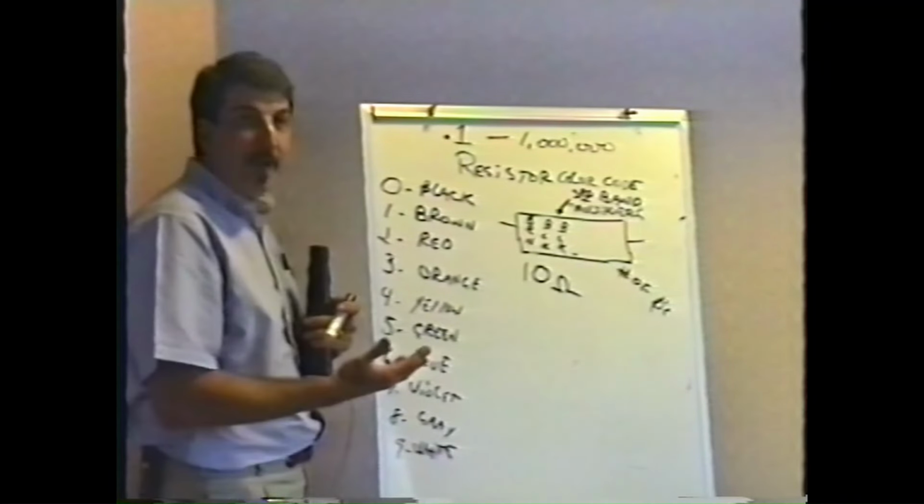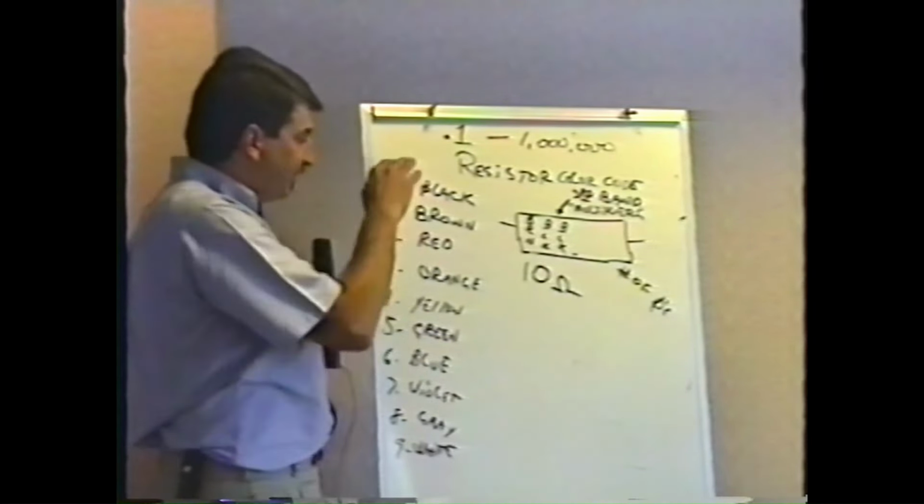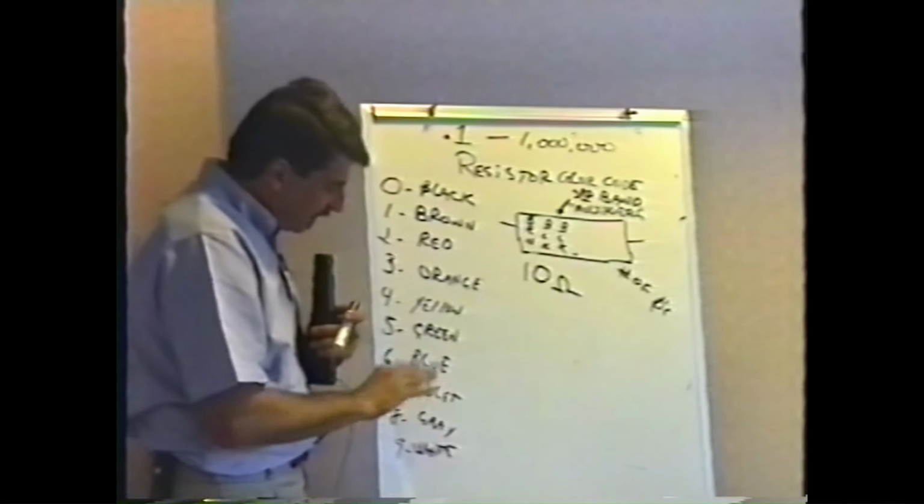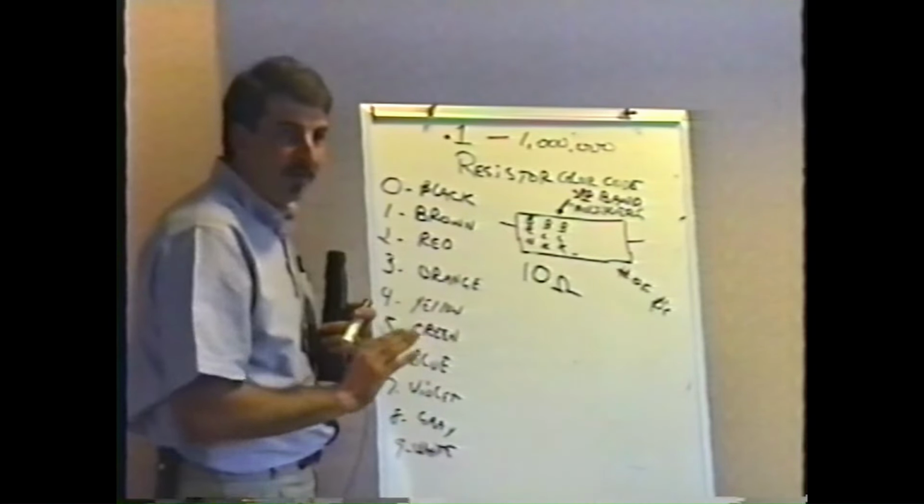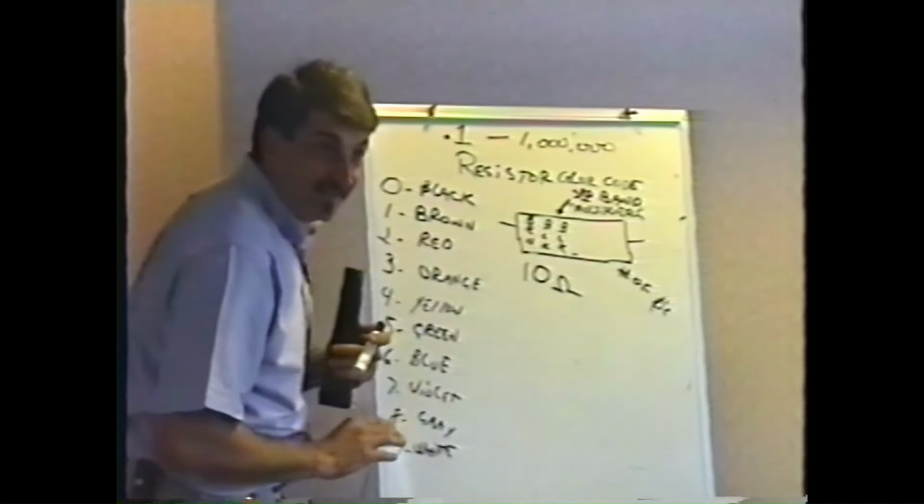Anyway, and if you want to remember it in Spanish, it's negro, café, rojo, naranja, amarillo, verde, azul, violeta, gris, and blanco. Correct? All right. Pretty cool, huh? I learned that in Mexico City last time. So rico suave. All right. So anyway.